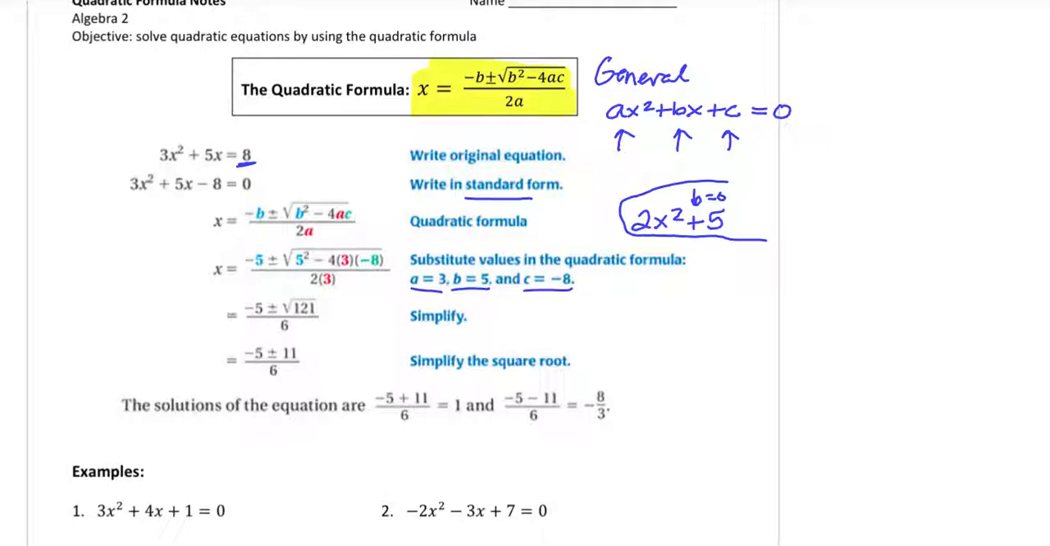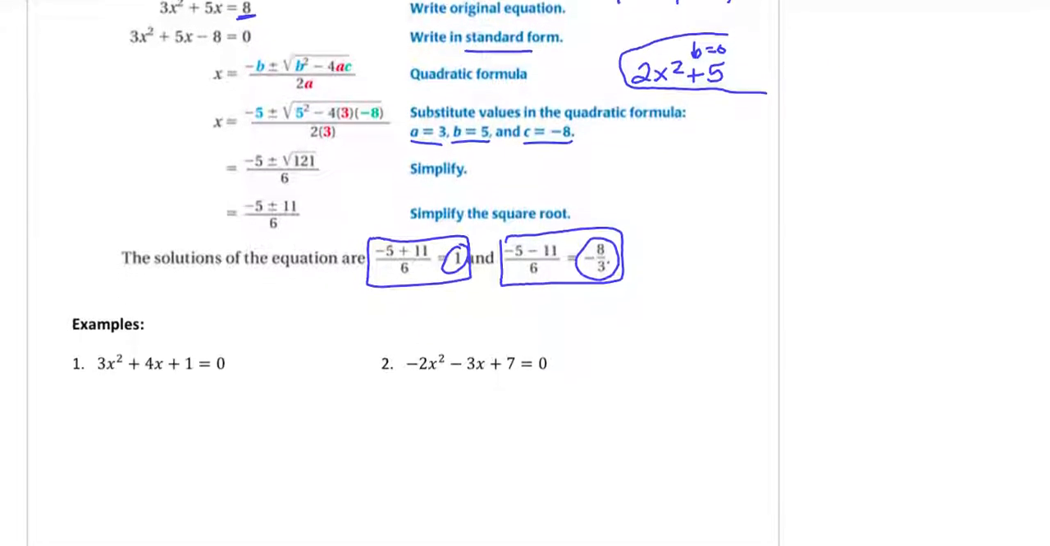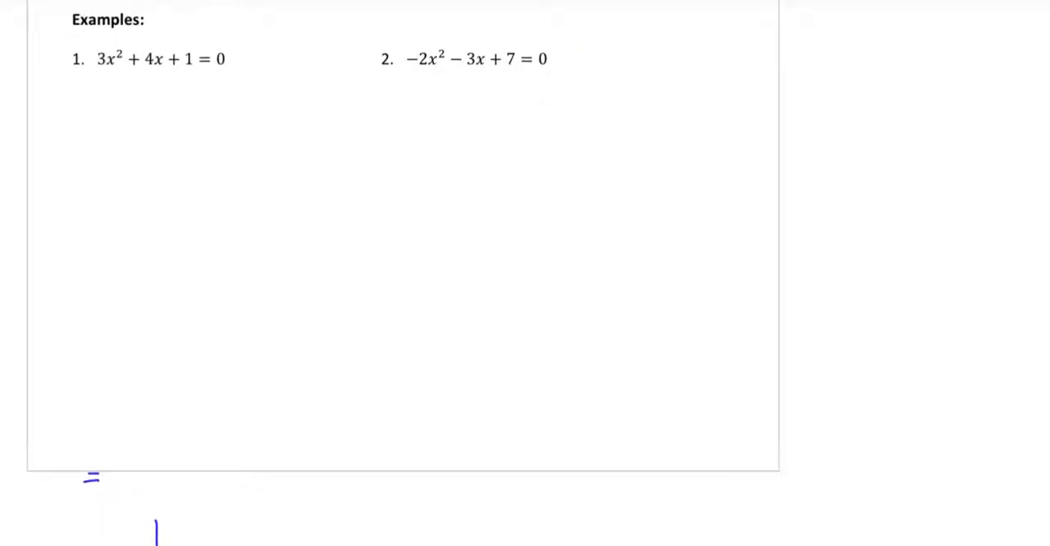So then they do the square root of 121 is 11. And then notice how they broke it into two separate problems. Problem 1 with a plus sign, problem 2 with the minus sign. So they got an answer of 1 and an answer of negative 8/3. So we're going to do that same idea for our problems. All right, let's go down and look at our problems 1 and 2. Example 1.